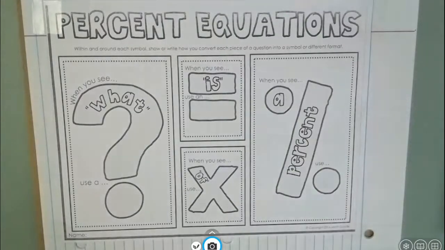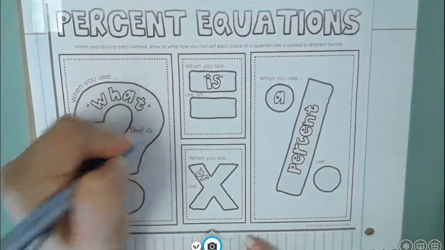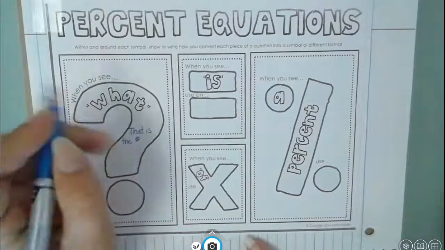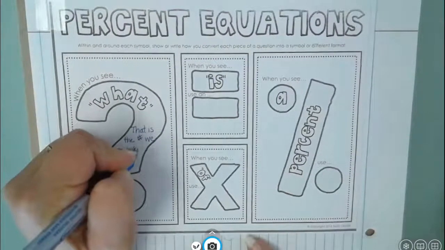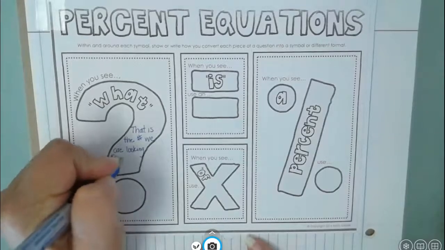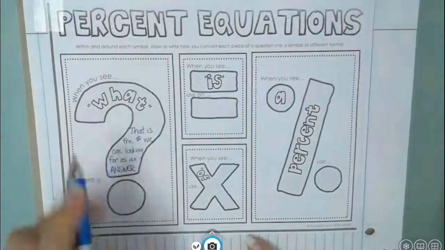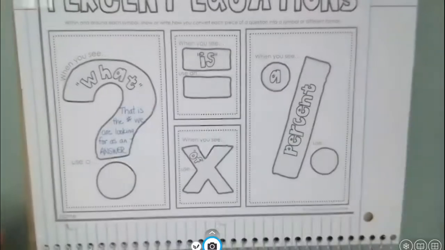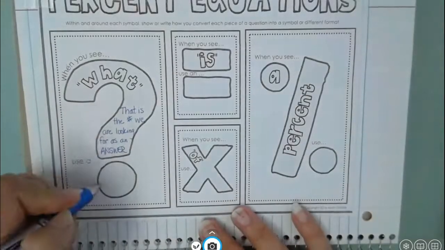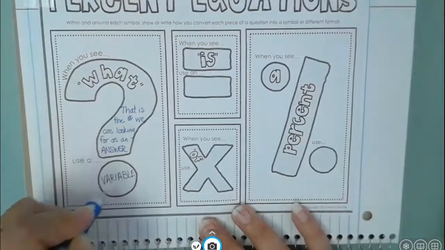And so we're going to start with a question mark. And so basically what we're doing here is we're going to say, what does what really mean? Well, when we say what, that is the number we are looking for as an answer. Okay? So whenever the word what comes up, we want to think about it as the number we are looking for as an answer. Truthfully, we're going to use a variable to give us the answer.